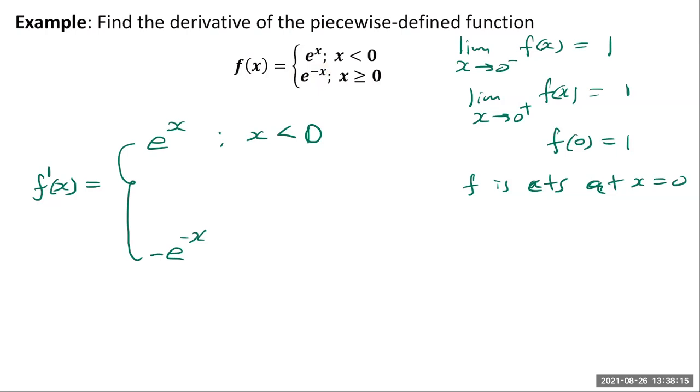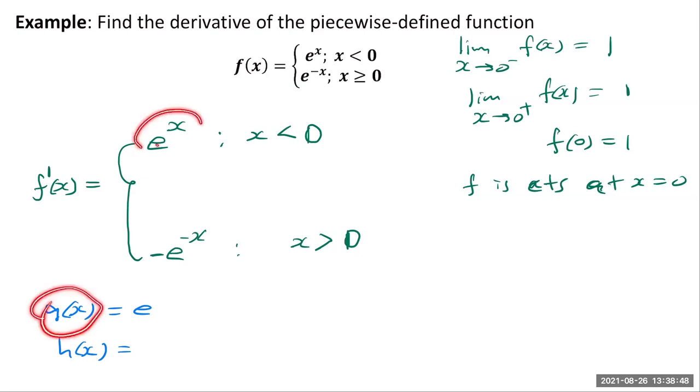Now, what happens when x is equal to 0? I have a derivative formula as a piecewise function. What happens to the derivative when x is equal to 0? For that, I'm going to take g of x as this function, e to the power x, and h of x as this function, minus e to the power minus x.